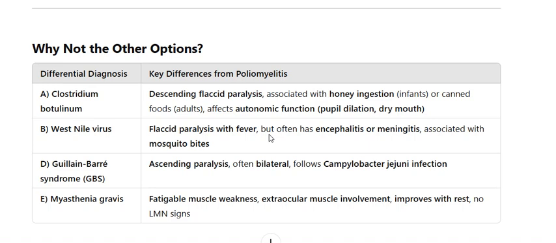B. West Nile virus: flaccid paralysis with fever, but often has encephalitis or meningitis, associated with mosquito bites. D. Guillain-Barré syndrome, GBS: ascending paralysis, often bilateral, follows Campylobacter jejuni infection. E. Myasthenia gravis: fatigable muscle weakness, extraocular muscle involvement, improves with rest, no LMN signs.